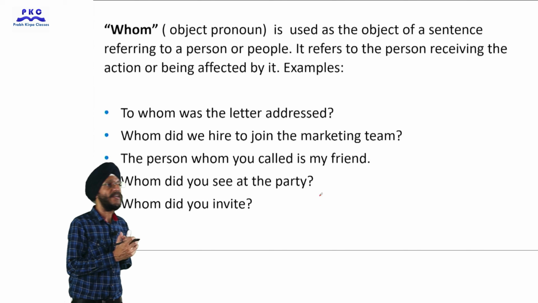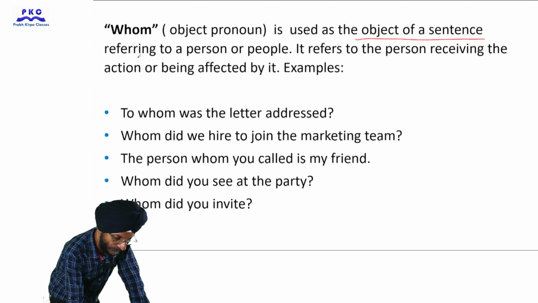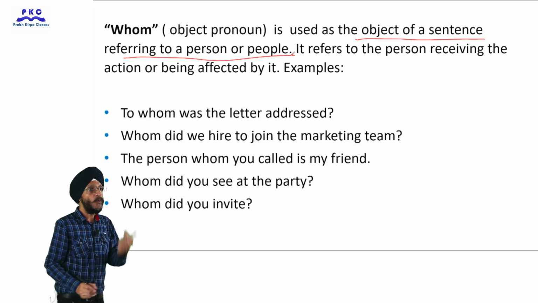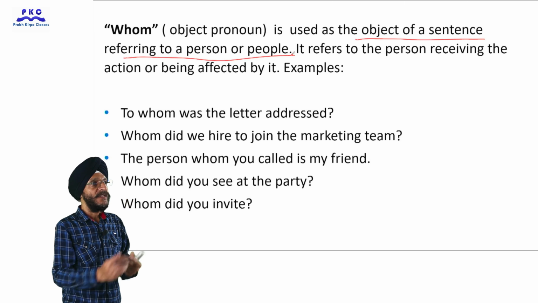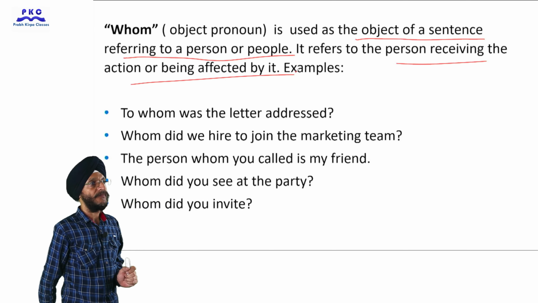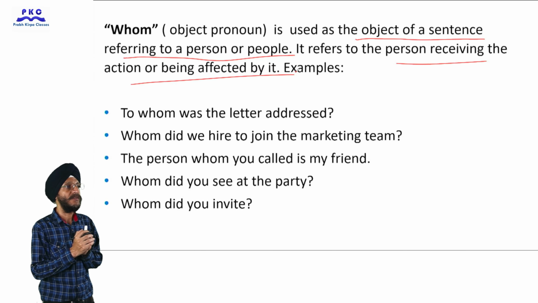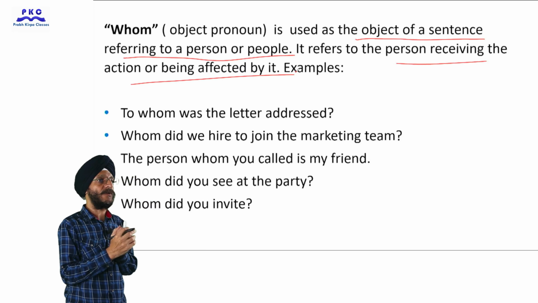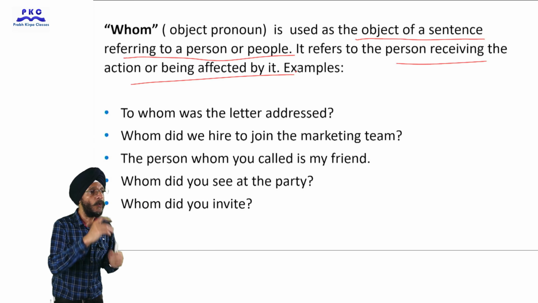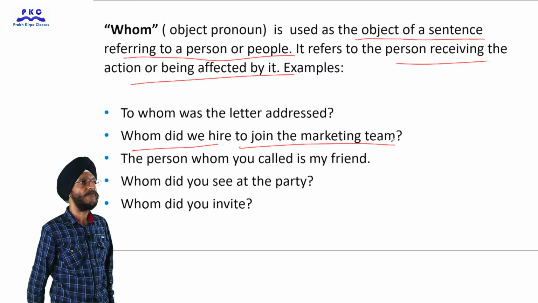Next is whom. It is an object pronoun. It is used as the object of a sentence referring to a person or people. Whom refers to the person receiving the action or being affected by it. We will understand the usage of whom with the help of examples. The letter was addressed to someone. To whom was the letter addressed? Whom did we hire to join the marketing team?